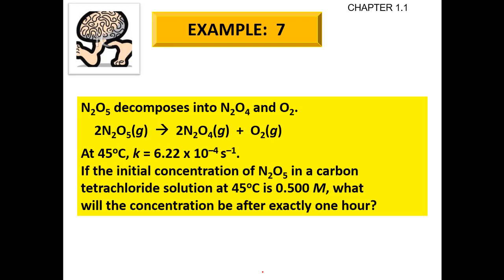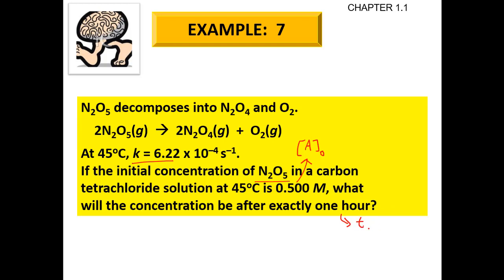So the next example, N2O5 ni dia dissociates ataupun decompose to give you N2O4 and O2. So dia bagi nilai you punya rate constant. And then next dia cakap if the initial concentration of N2O5 is 0.5 molar, ini adalah kita punya A0. What will the concentration be exactly after 1 hour?